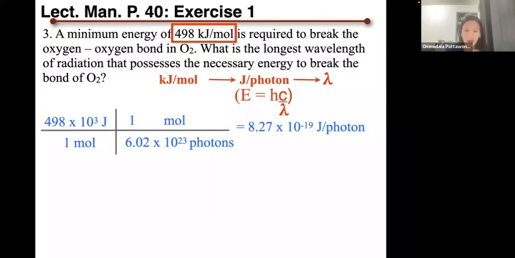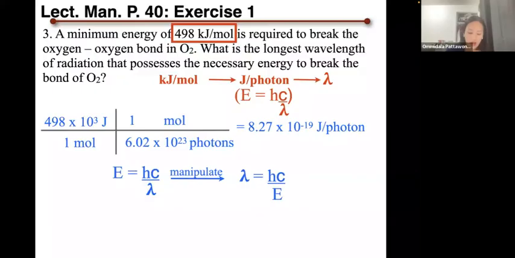The next step is, since we already know the energy per photon, we can plug this number in as the E, and then plug in the value of the Planck constant and also the speed of light to obtain the lambda. So E equals hc over lambda. Because lambda, the unknown variable, is part of the denominator, we need to do cross multiplication to get lambda into the numerator. If I do that, I get lambda equals hc over E. I just did the simple algebra here, so now we get the unknown variable by itself.